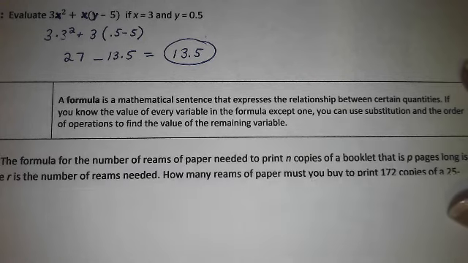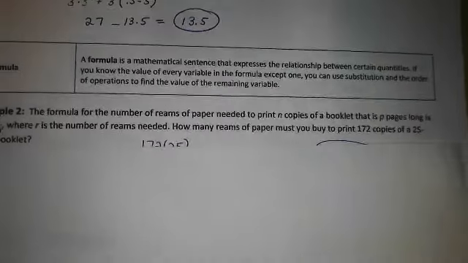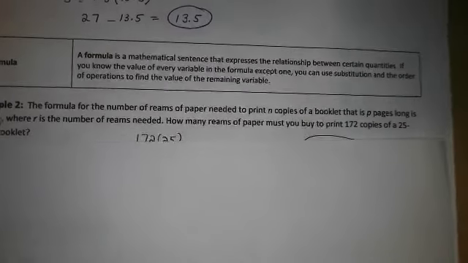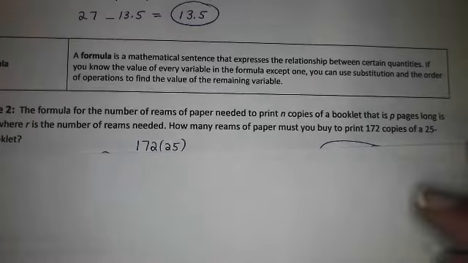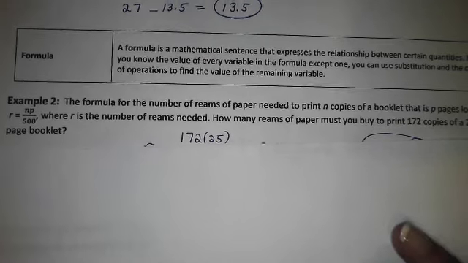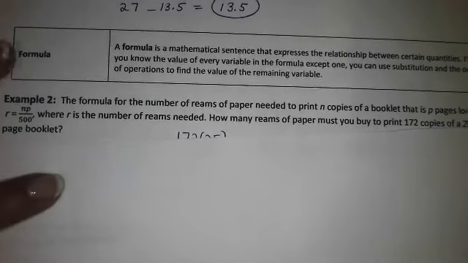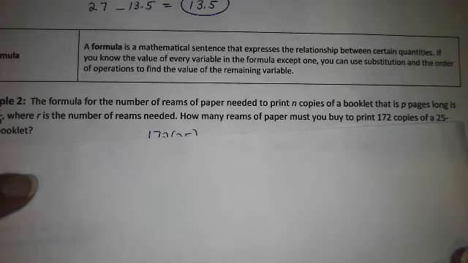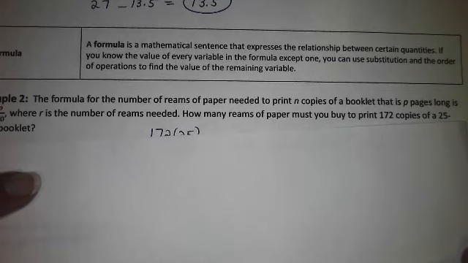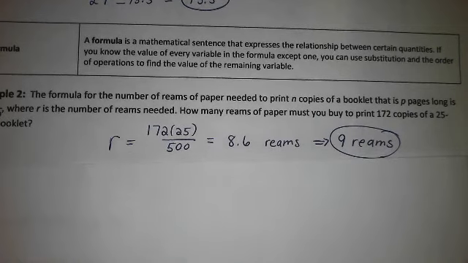For example, let's say I have a formula for the number of reams of paper to print n copies of a booklet that is p pages long. It is this following formula: R equals np over 500, where R is the number of reams needed. The question is, how many reams of paper would we need to buy in order to print 172 copies of a 25-page booklet? So we can use the formula and plug in our values that we know.